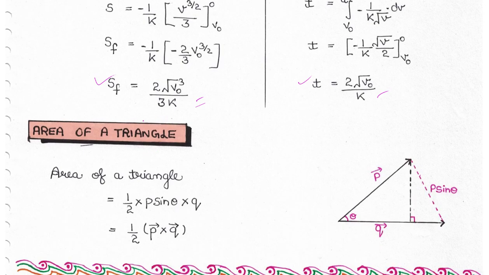Okay, here one thing, the area of a triangle. So if this is q, this is p, and this is 90 degrees, and this is theta, the angle between p and q, we can write this thing as p sin theta. So the area of a triangle is half p sin theta into q, or half p cross q.